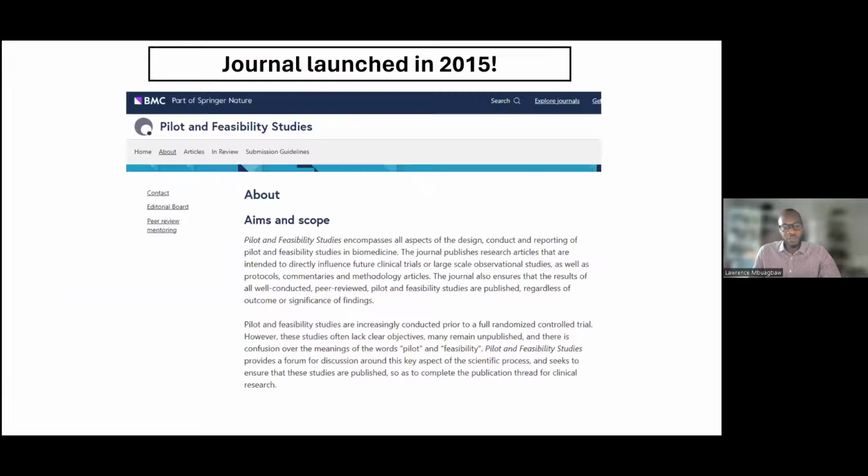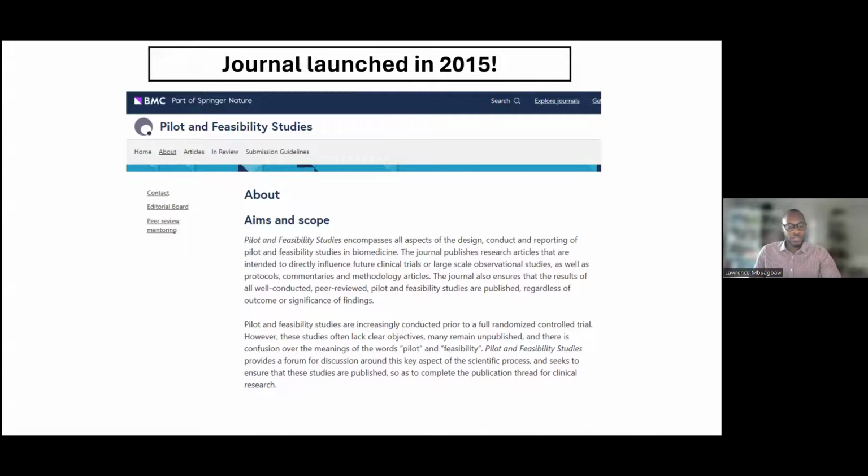So in 2015, a journal was launched dedicated to pilot and feasibility studies. The journal is called Pilot and Feasibility Studies, and it's an excellent place to put your pilot and feasibility studies because they recognize the need and importance for them, and they provide sufficient guidance on how pilot studies should be structured, and they help the authors to structure their pilot studies in a way that can be informative to future studies and to other researchers.